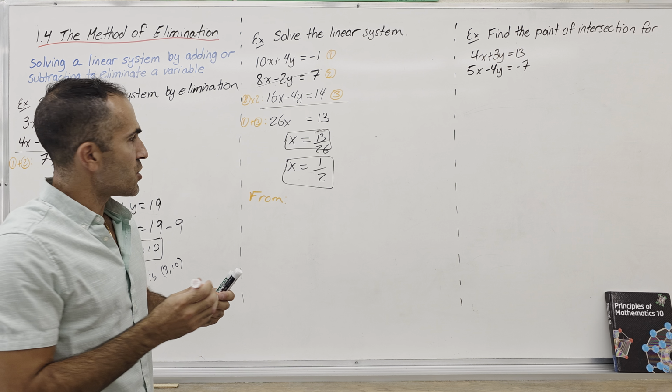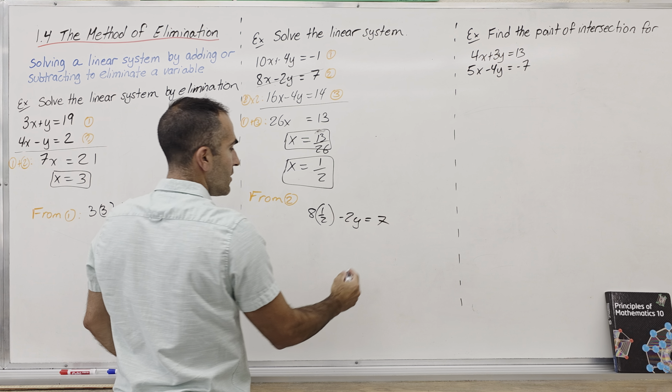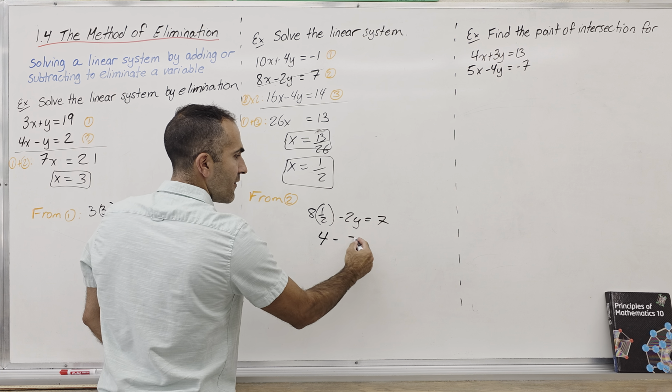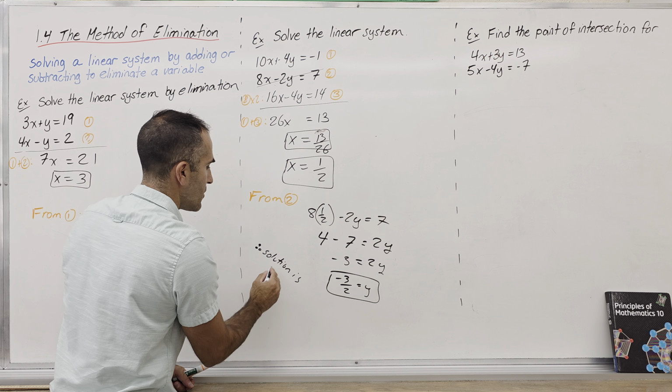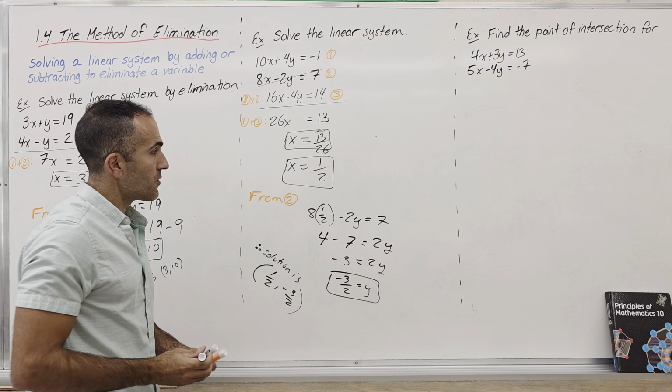So from equation 2, I'm going to say 8x minus 2y is 7. This is a 4. The 7 is moving this way and the 2y is moving that way. Take a look at those two steps in one there. I'm doing a double switch. This becomes -3 is 2y, so -3 over 2 is y. Solve the linear system, therefore the solution is 1 over 2 and -3 over 2, in brackets, as fractions.